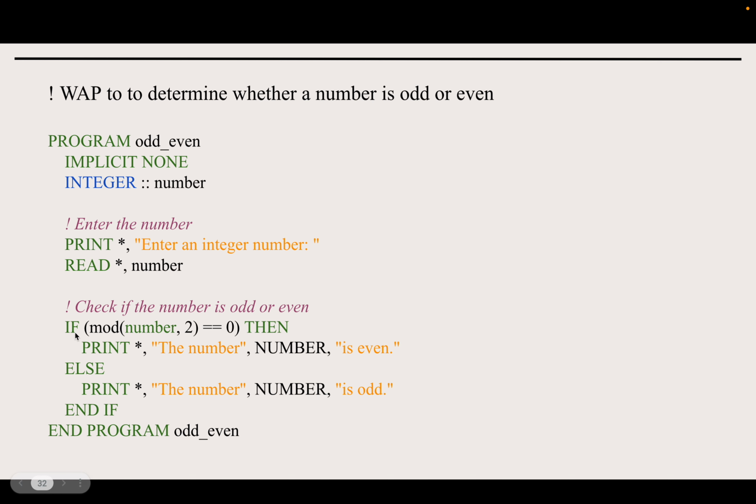Next, if the modulus of that number with 2 is equal to 0, because we know even numbers are always divisible by 2 and odd numbers are not, that means the remainder equals 0, then the number will be written as an even number. Else, if not, the number will be an odd number. This way we can write a very simple code for finding even and odd numbers, and this way we can use our if else statement.